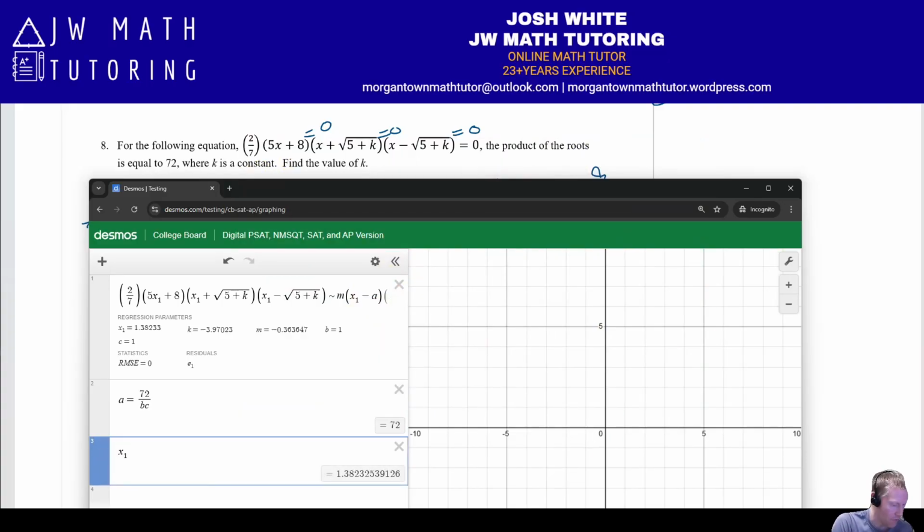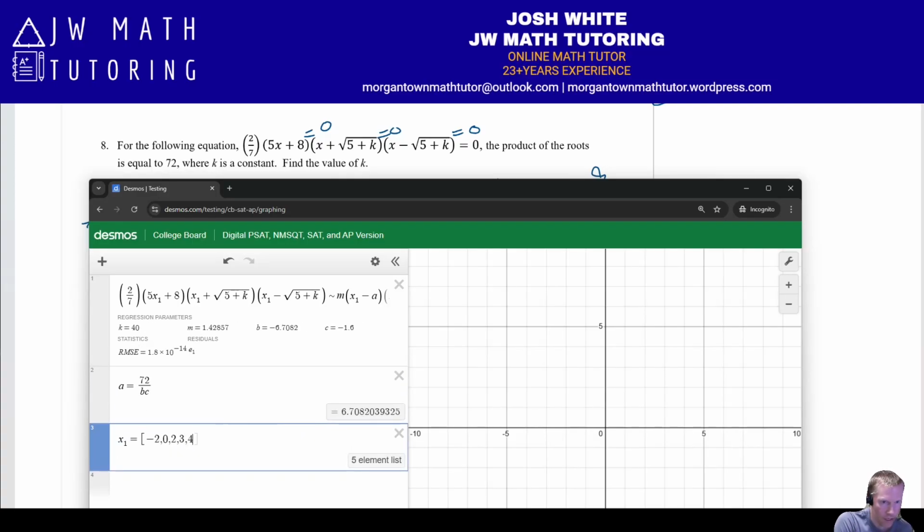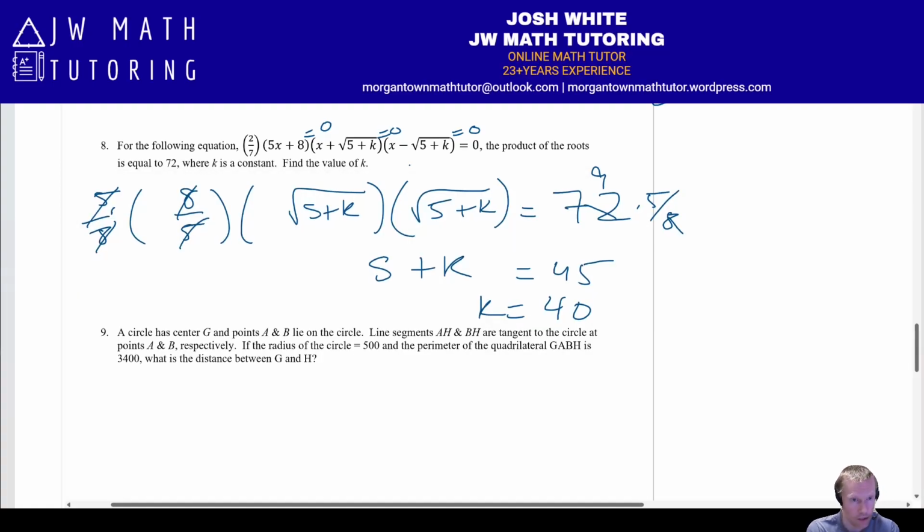Now the last step: we have to define x1 as a list. And I always, for these problems, start with -2, 0, and 2. Let's add some more random numbers. Now notice it's working out perfectly. We don't really care so much about m, b, c, or a. What we're concerned with is the value for k. And right here, once we have enough values entered in for all of our various constants, we get k equals 40, which is the correct answer. So this is how you could do this entire problem in Desmos and solve it.